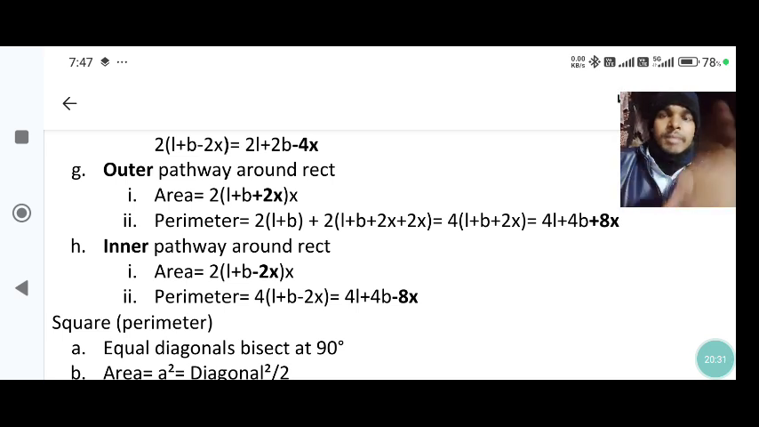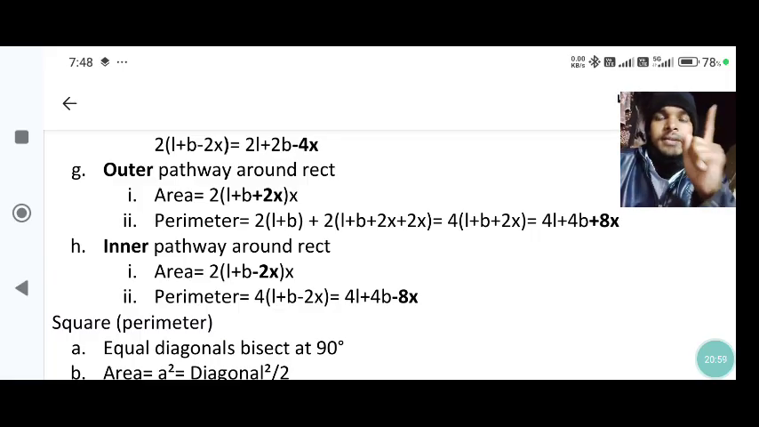And for the inner pathway, in the same way, the area will be like length plus breadth minus 2x, the length will be taken shorter, minus 2x, and then it will be multiplied by x, which gives half the path, and if it is multiplied by 2x, the complete inner frame.